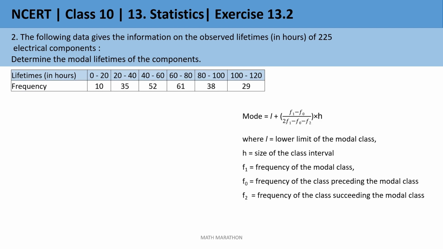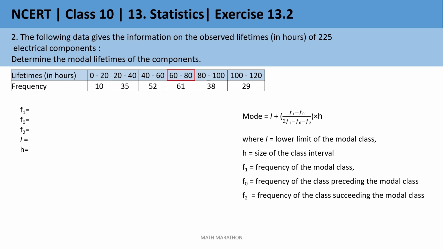Formula to calculate mode is L plus (F1 minus F0) divided by (twice of F1 minus F0 minus F2) multiplied by H. We need to find F1, F0, F2, L and H. We need this information to calculate mode.